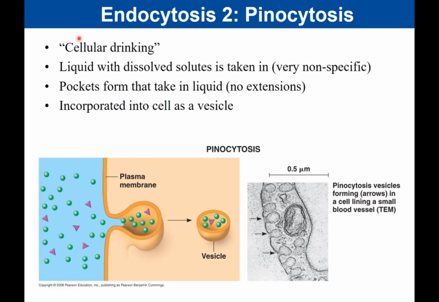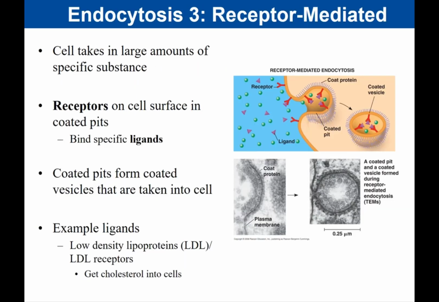And you can think of this kind of as cellular drinking, because again, it's not going out, it's not taking in food. All it's doing is the membrane is pinching in. Any fluid that's outside is going to become incorporated into this vesicle. And that's how the cell's going to get in some of the solutes that it uses. And the last type of endocytosis is something called receptor-mediated endocytosis.